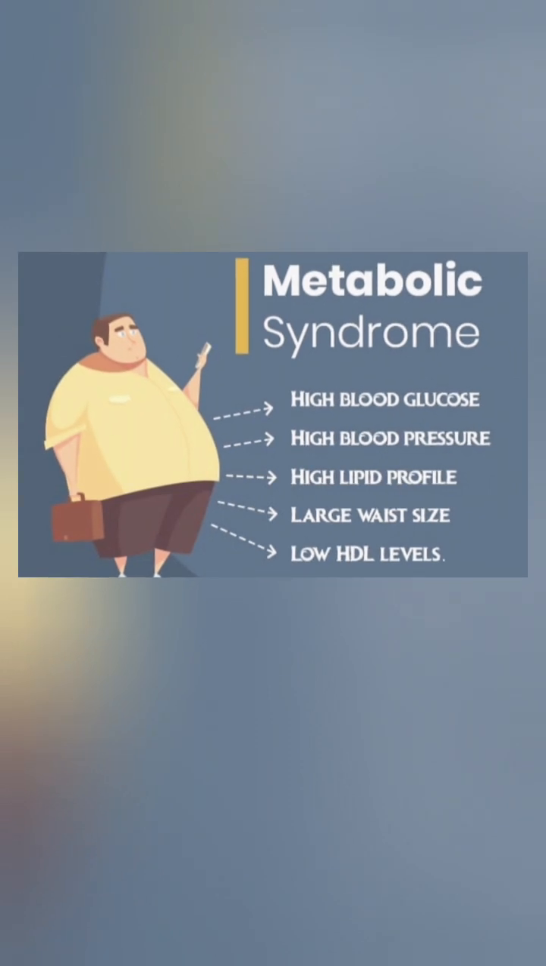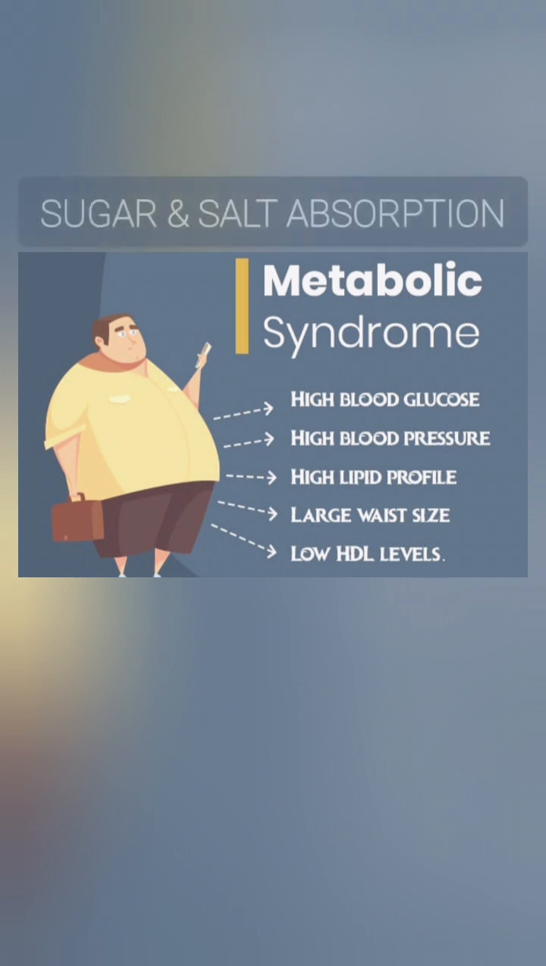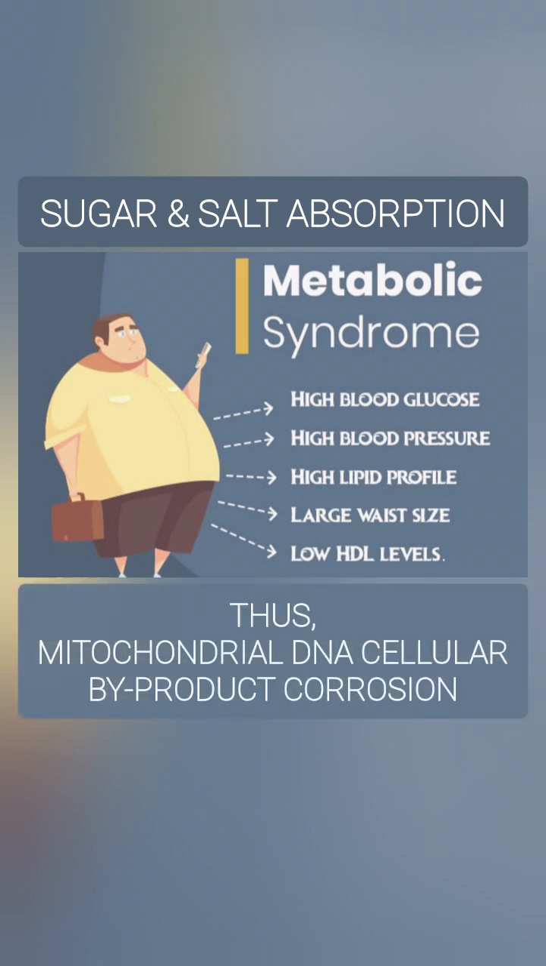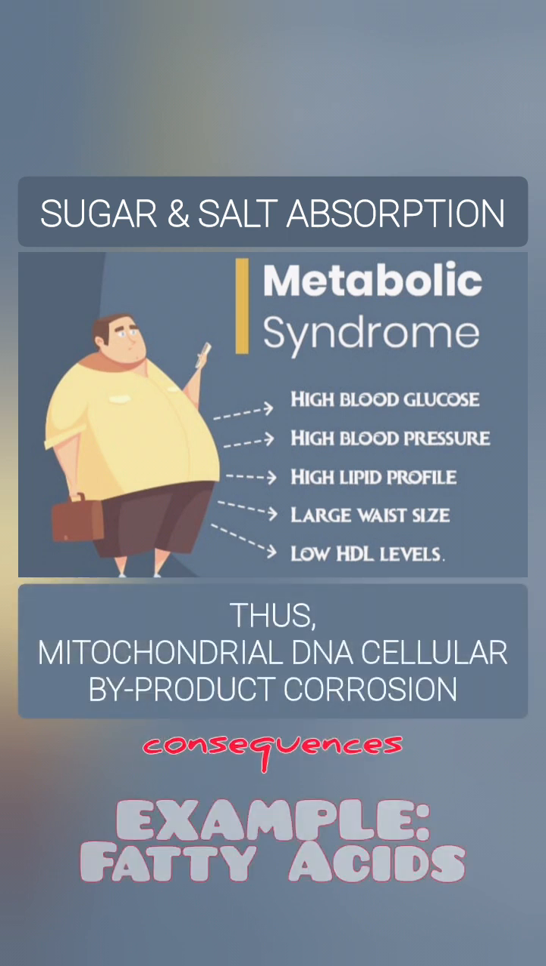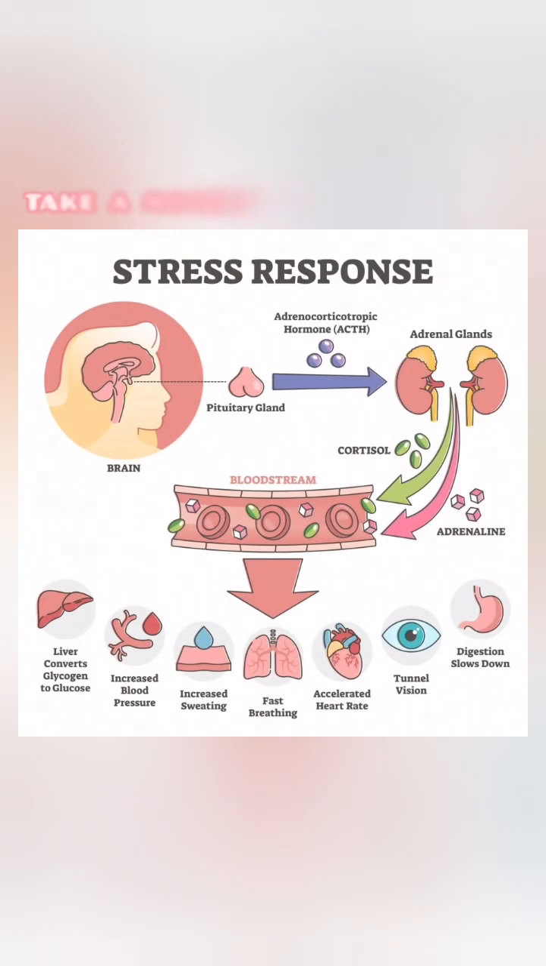Metabolic syndrome translates to high blood glucose, high blood pressure, high lipid profile, large waist size, low high-density lipoprotein levels. This can be translated to high sugar and salt absorption, thus mitochondrial DNA cellular byproduct corrosion. Consequences are, for example, fatty acids, especially of prolonged abuse over duration.